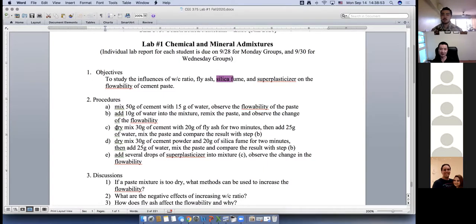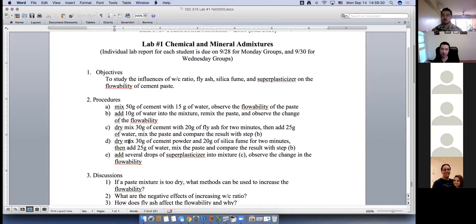Okay. Then the next step is we mix cement with 20 grams of fly ash. You should, based on that, calculate what's the percentage of fly ash over total cementitious materials. The total cementitious materials should be 30 grams plus 20, so that's 50 grams. So the percentage of fly ash will be 40%. Okay. Then we add some water. You can calculate the water to cement ratios, and then you observe the flowability again.